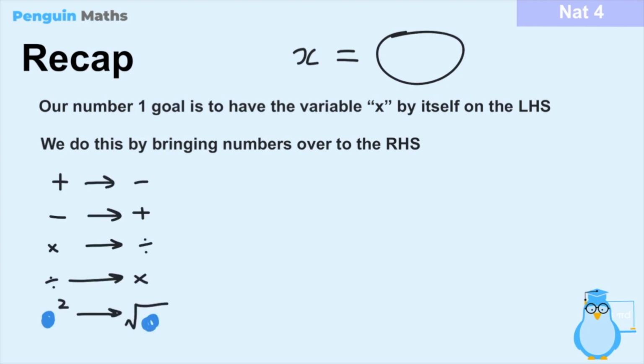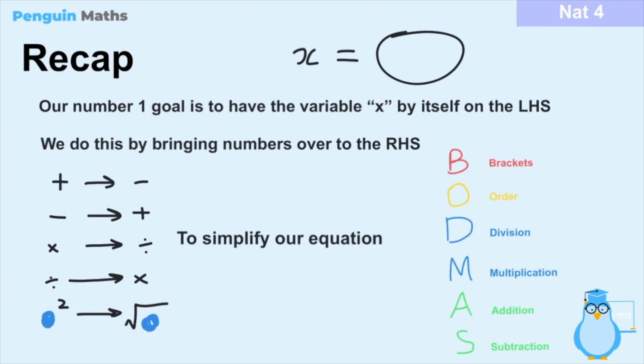And here are the main examples of how we do this. So plus becomes minus, minus becomes plus, times becomes divide, divides becomes times, and then we now know that if we have something that's being squared, we take it over to the other side, it becomes the square root.